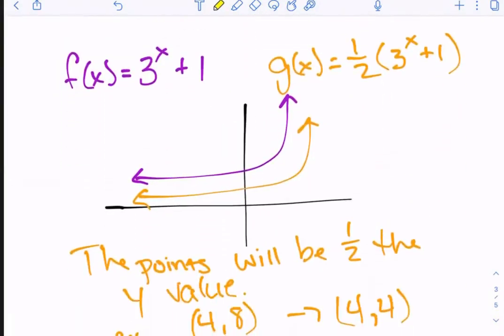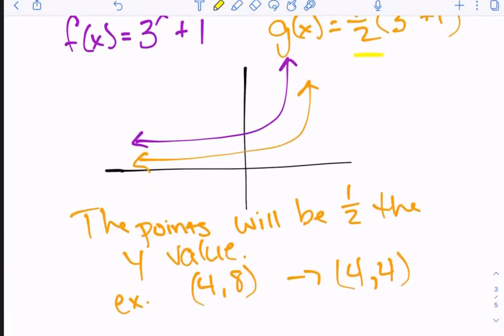Okay, f of x equals 3 to the power of x plus 1, and then now we've got this half out front. So again, nothing else is going to change other than everything is going to be cut in half. So you can see that it's just lower, but that's because the distance from the x-axis is cut in half. And the easiest way is if you're looking at points, let's say these 2 points were on our graph. We would have 4, 8, and now we have 4, 4, because everything was cut in half vertically. Okay, so notice the x value is not cut in half. It's not cut in half left to right. It's just cut in half up and down, so just the y value.